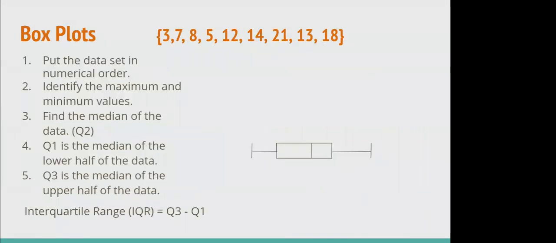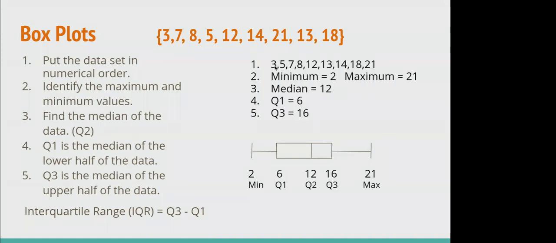Now, here is an example. Given this data, 3, 7, 8, 5, 12, 14, 21, 13, 18, we are going to create a box plot. So first, put the data set in numerical order. Now, all of mine is coming at one time. So, the first line, we put the data in numerical order.